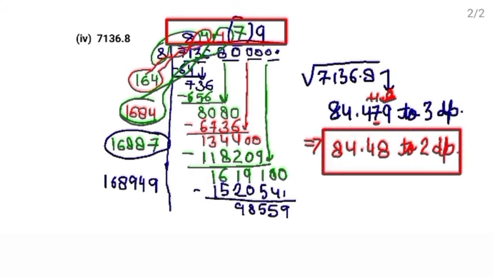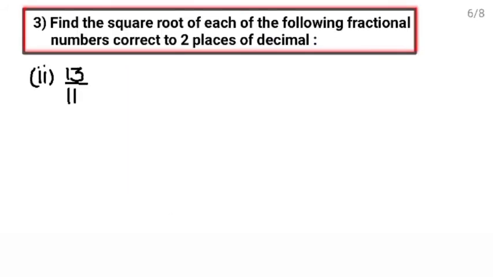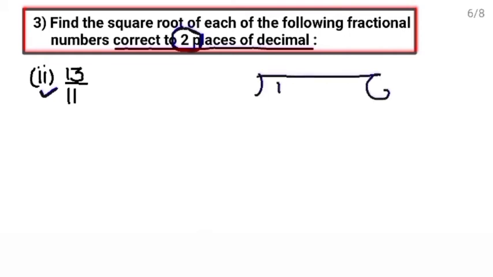This is your answer. Next question: find the square root of each of the following fractional numbers correct to 2 places of decimals. Firstly, we will calculate this one and they are asking for the square root correct to 2 decimal places. So we should have 3 decimal places in the square root, then we will round off, right? And for 3 decimal places in the square root, we should have 6 places after the decimal. So firstly, divide 13 by 11 till 6 decimal places.